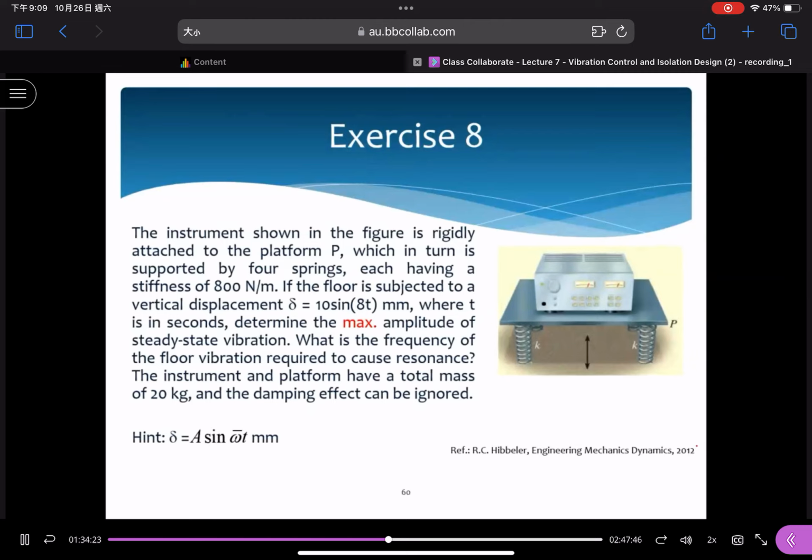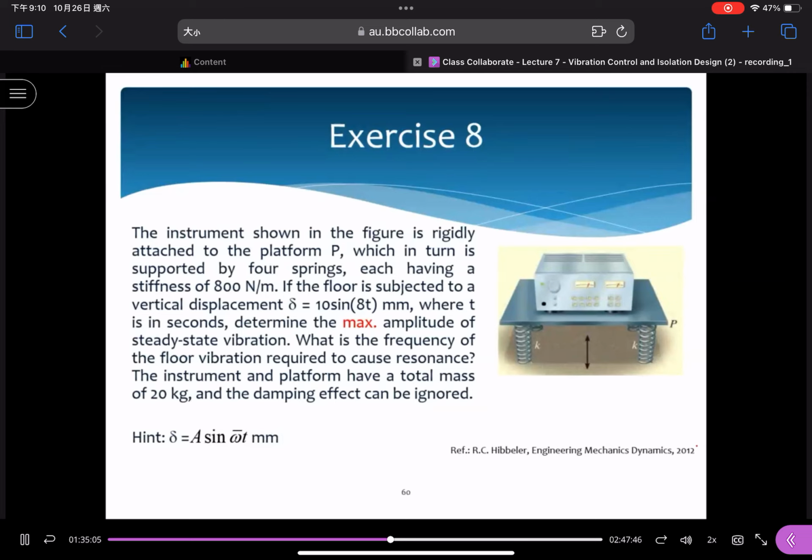Can you find out the answers? Okay, this exercise is similar to what we did in exercise number 7. Let me explain. Now, we have an instrument like this one, originally attached to this platform. With the provisions of this platform, there are 4 identical springs supporting this structure. What is the vibration created in this system? The floor is subjected to a vertical displacement, sigma equal to 10 sin(8t) millimeters, where t is in seconds.